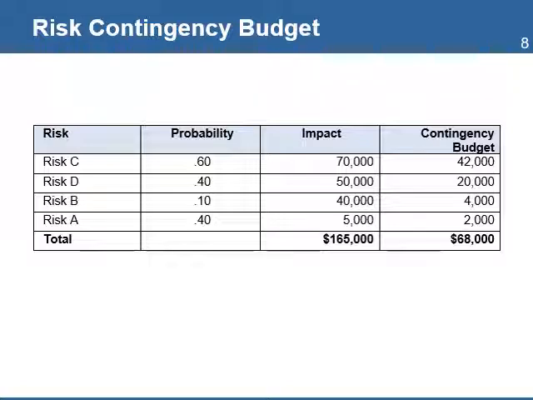This budget is different from the budget you will need to use to implement the preventive actions to minimize, transfer, or avoid a risk. A contingency budget is a reserve budget that you only use when a risk occurs.